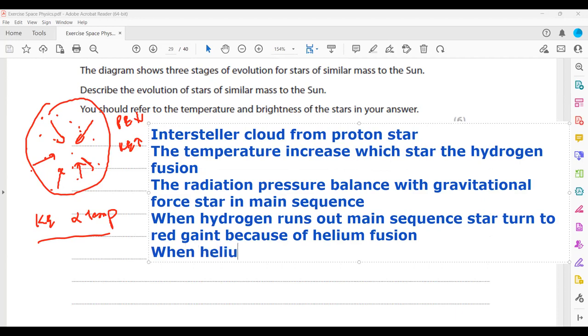So when the helium fusion ceases, or when the helium fusion stops, the star will turn into a white dwarf.